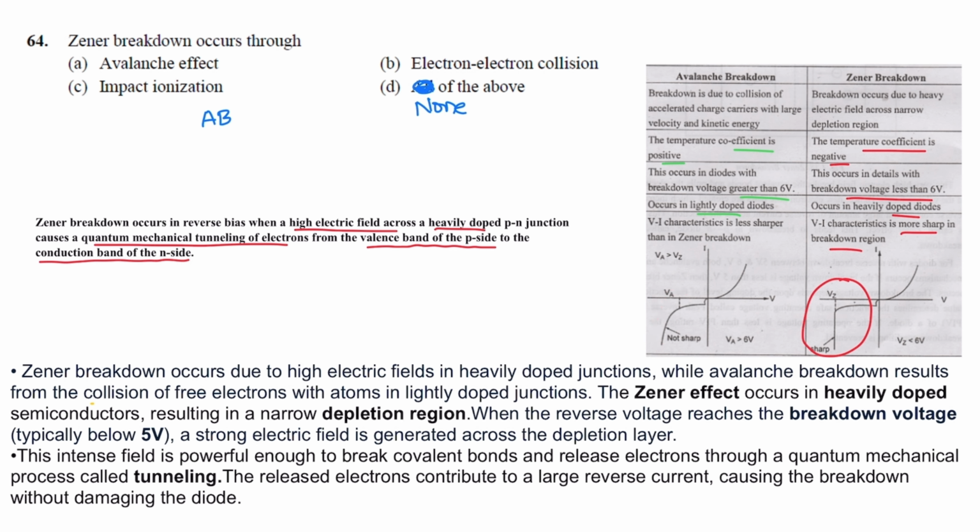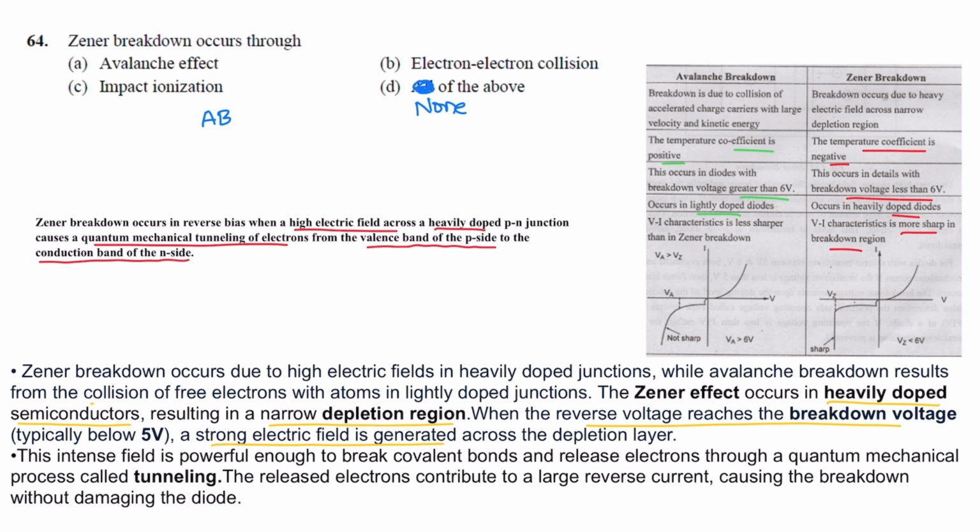This Zener effect occurs in heavily doped semiconductors, resulting in a narrow depletion region when the reverse bias voltage reaches the breakdown voltage, typically below 5 volts or 6 volts. A strong electric field is generated across the depletion layer.